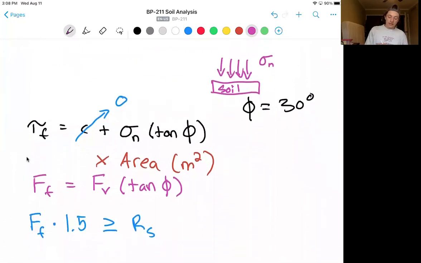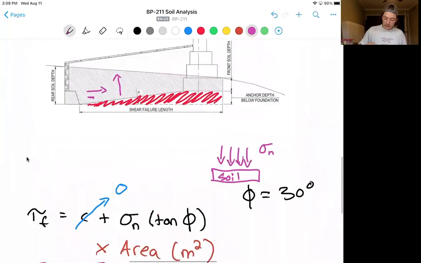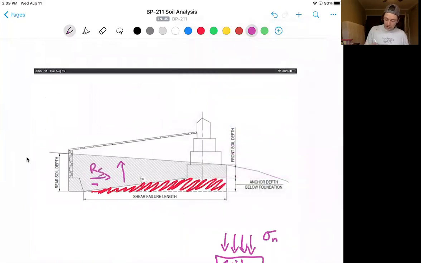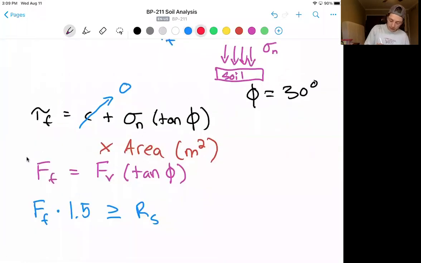And ultimately, we'll want to take that term, multiply by our 1.5 factor of safety, and compare it to RS, which you should remember as the sliding force on the anchor. So, this sliding force here, our ability to resist that will be soil shear strength FF. And remember, we've already calculated this FV value here, but we'll also need to add the weight of the soil. That'll give us a little extra capacity here.